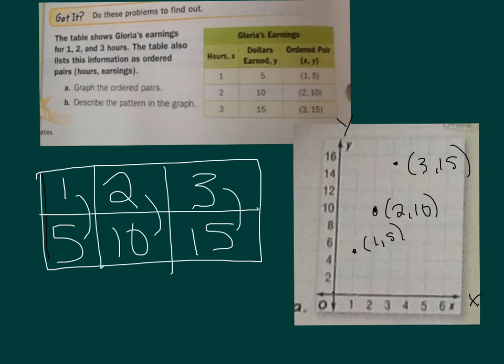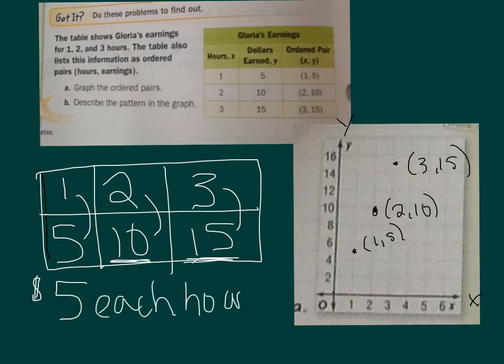So 1 times what gives me 5? Well, 1 times 5 gives me 5. 2 times 5 gives me 10, so that works. And 3 times 5 gives me 15. So my pattern is she's increasing her earnings by $5 each hour. If you were able to look at it on this graph and see how much it was jumping, that would be fine too.